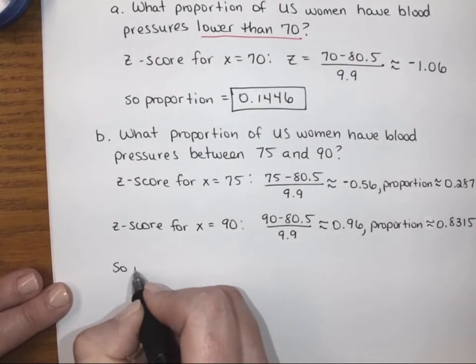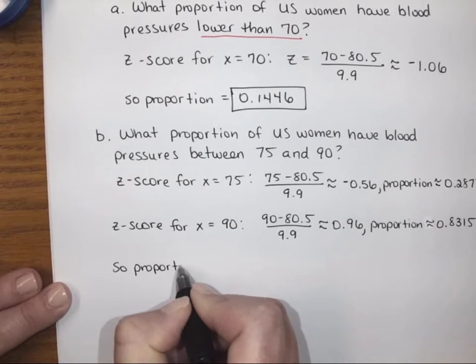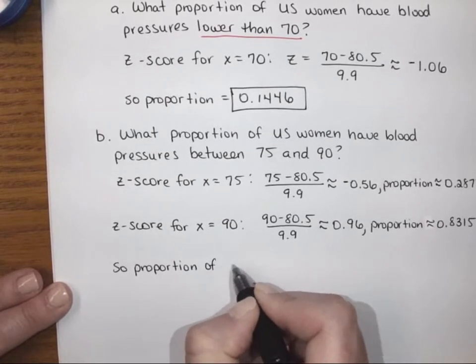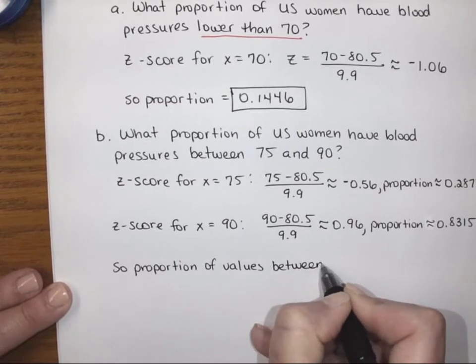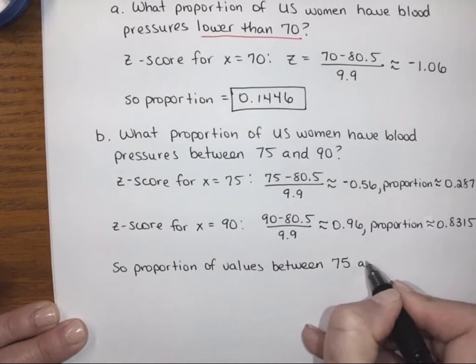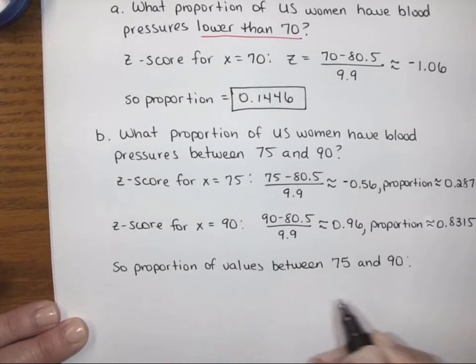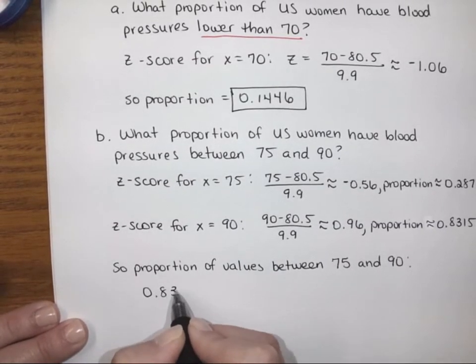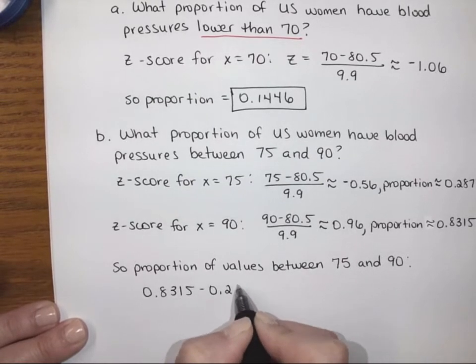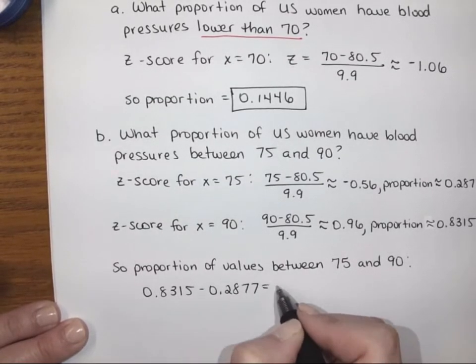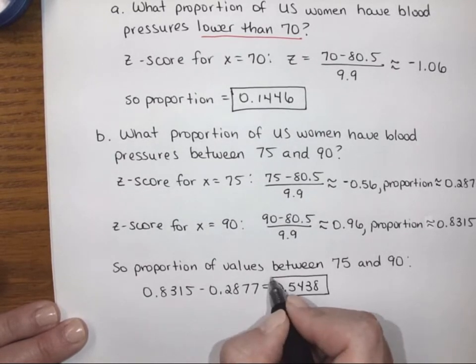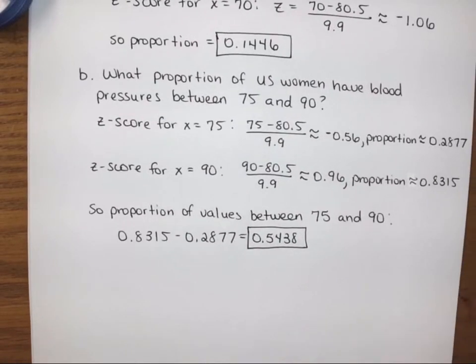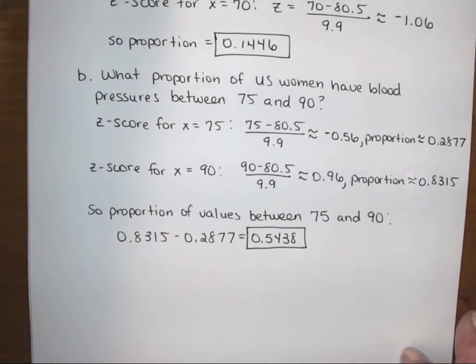So if I want the proportion between those two, I'm going to have to subtract. So the proportion of values or blood pressures that fall in the window between 75 and 90 is going to be 0.8315 minus the 0.2877. Remember that this is a probability, so it has to be a probability between 0 and 1. 0 meaning it can't happen, 1 meaning it certainly will happen, and then probably somewhere in between.